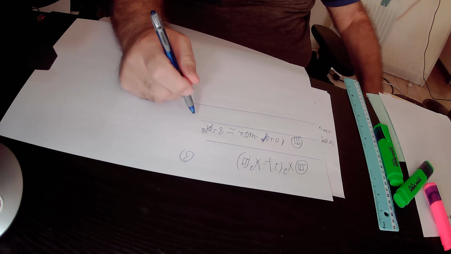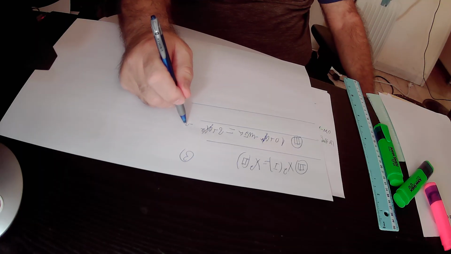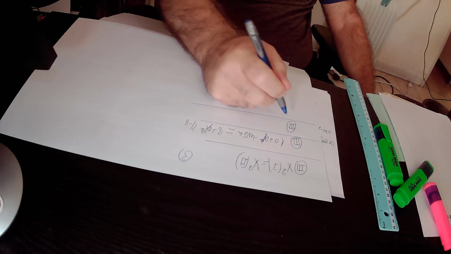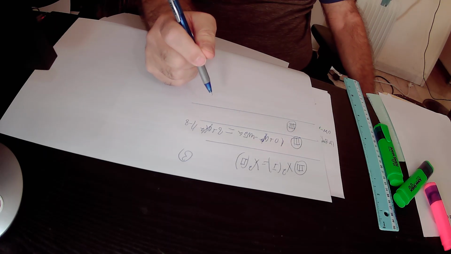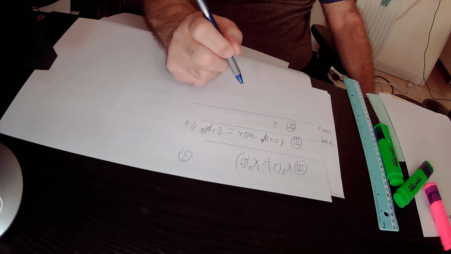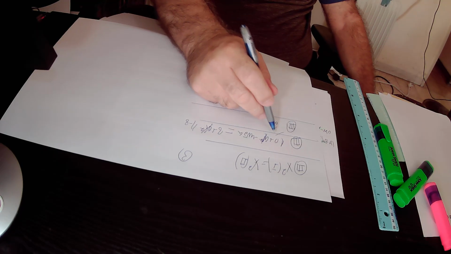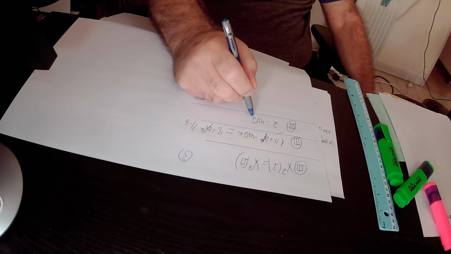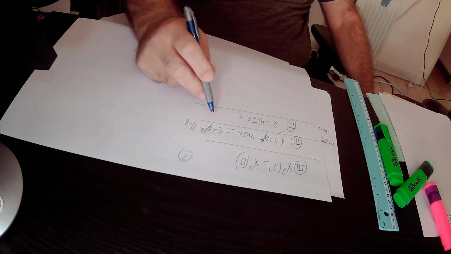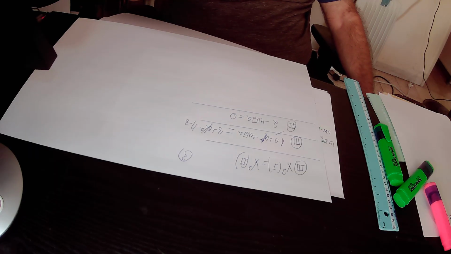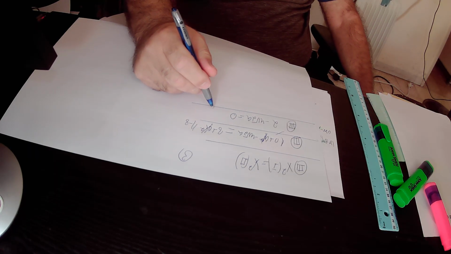Here we subtract 8 from both sides of equation 3, and we get that 10 minus 8 is 2. So here we have 2 minus 4 times square root of 2 times a equals 8 minus 8, which is 0. So here we add 4 times square root of 2 times a to this equation.